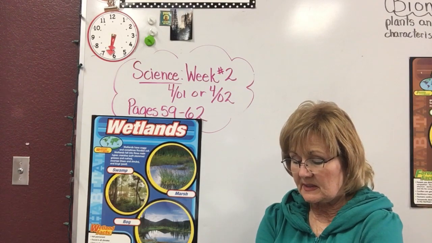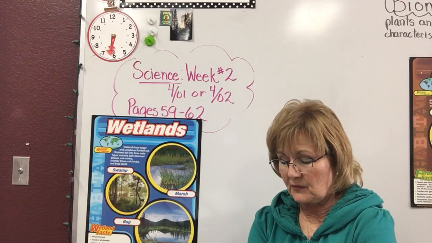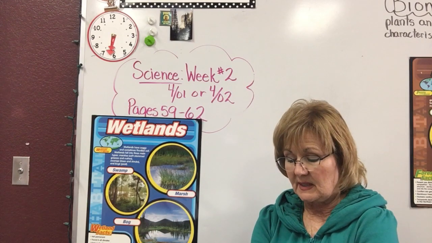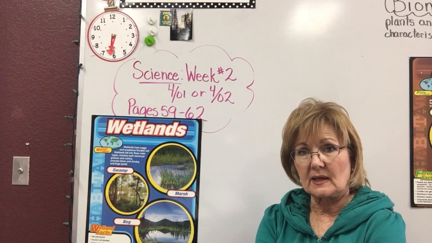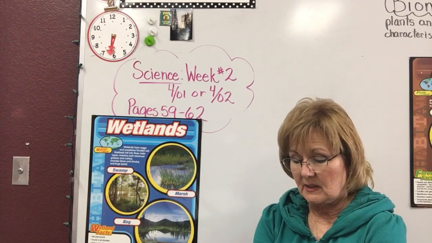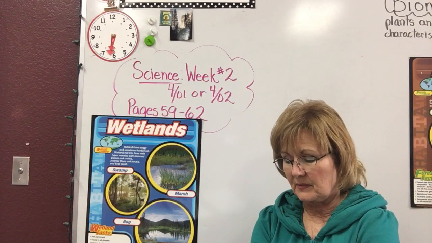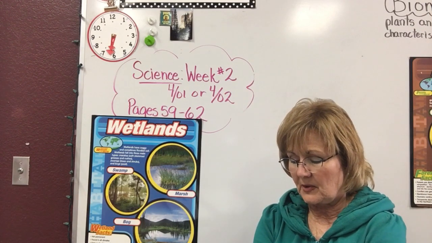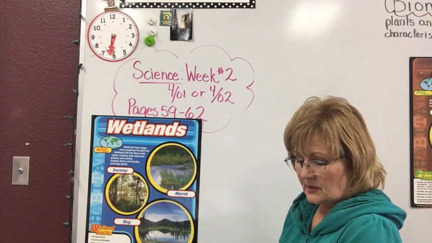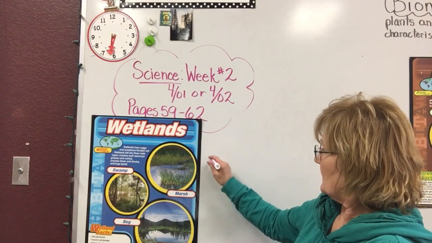Now number 2 says, name a freshwater habitat whose water flows. Does a pond have water that flows, or does it just sit there? It just sits there, right? And so does a lake. So that would be either a stream or a river. So name a freshwater habitat whose water flows. One possible answer, and you don't have to write in a sentence, okay? You can just write the answer.